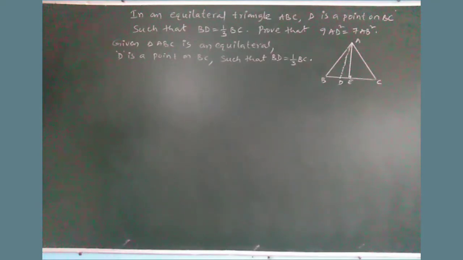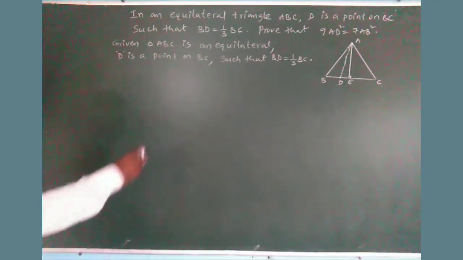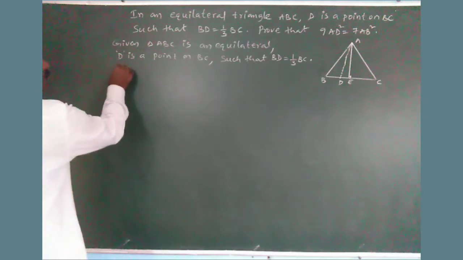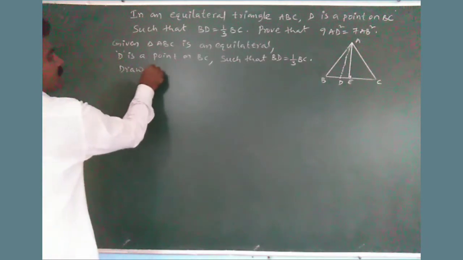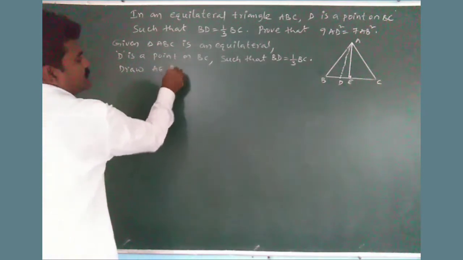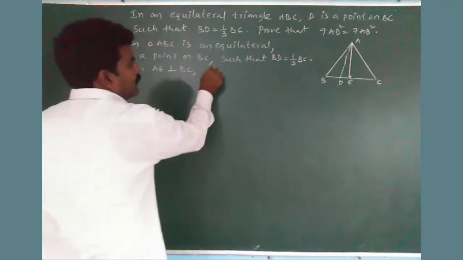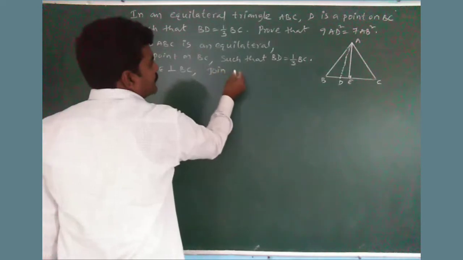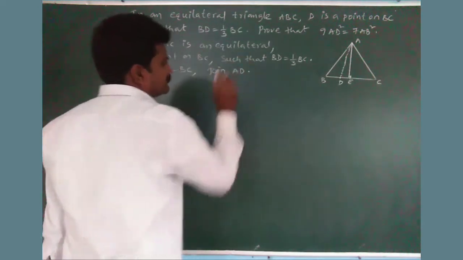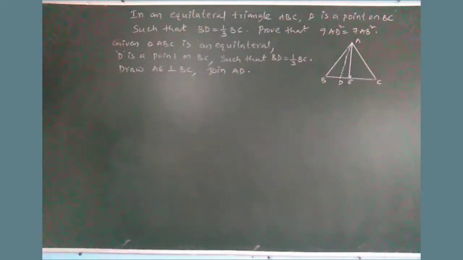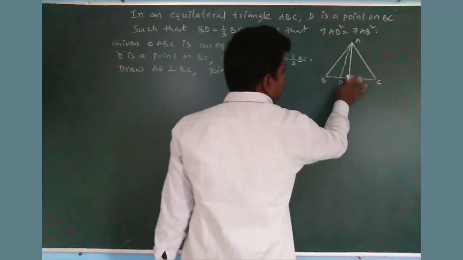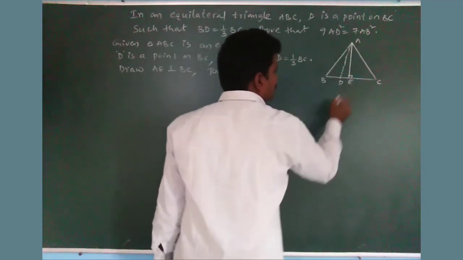So let us see regarding the construction. Draw AE which is perpendicular to BC, and also join AD. It's a right angle, perpendicular.